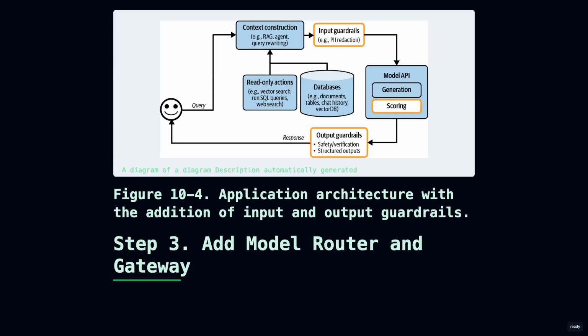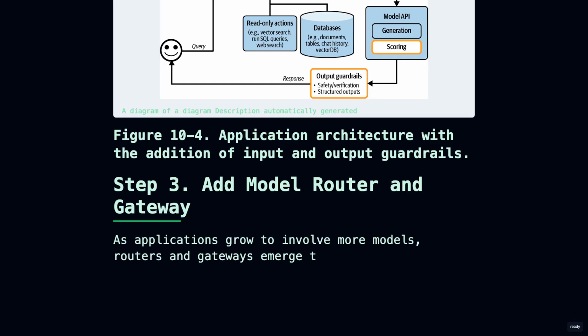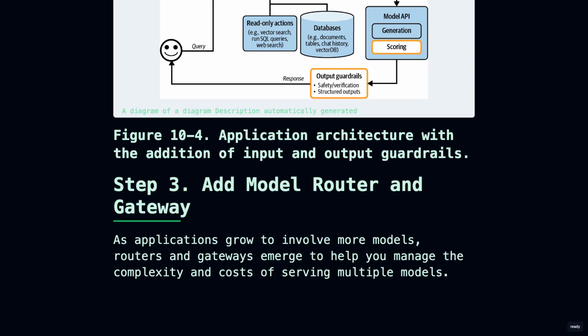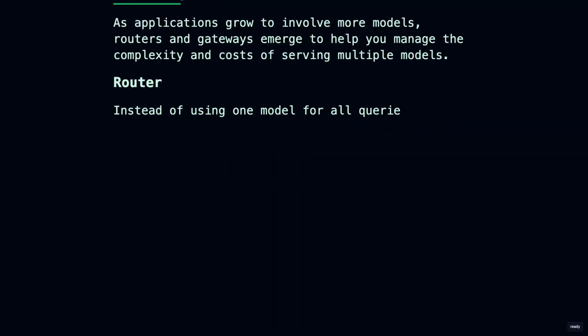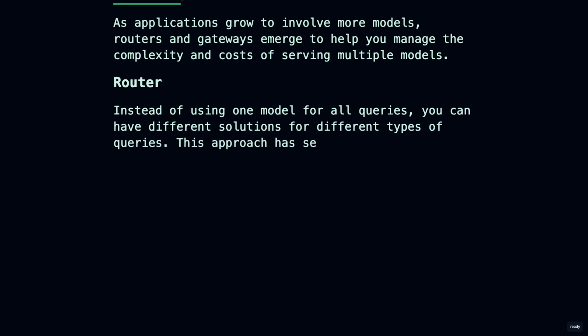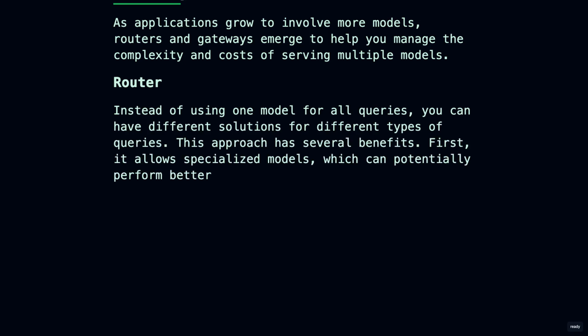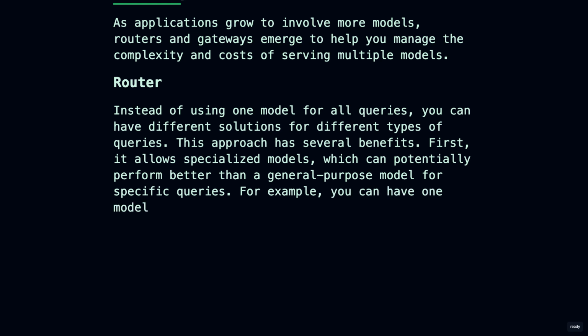Step 3. Add model router and gateway. As applications grow to involve more models, routers and gateways emerge to help you manage the complexity and costs of serving multiple models. Router. Instead of using one model for all queries, you can have different solutions for different types of queries. This approach has several benefits.